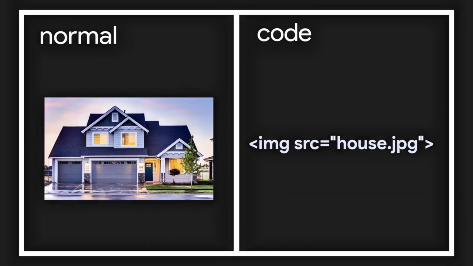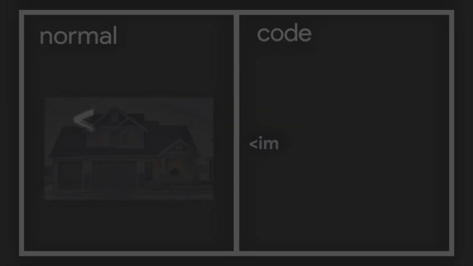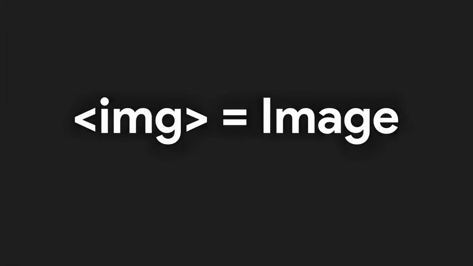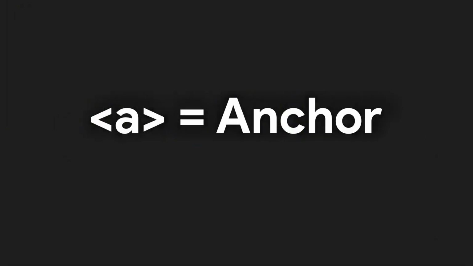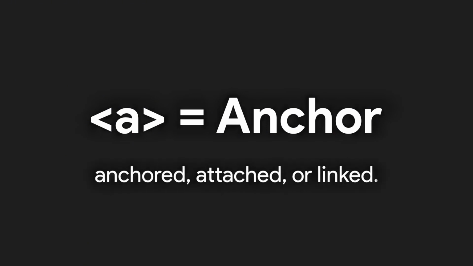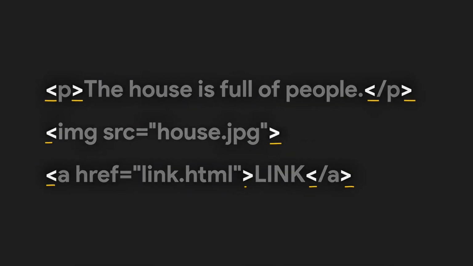An image would be written by using the less than and greater than symbols and the letters IMG. You can probably guess what these 3 letters stand for. That's right, image. A website link would be created by using the less than and greater than symbols and the letter A. This one may be a little trickier to catch. The A stands for anchor. In essence, we are saying this word is anchored, attached, or linked to another website or another location on that page. Have you detected a pattern?